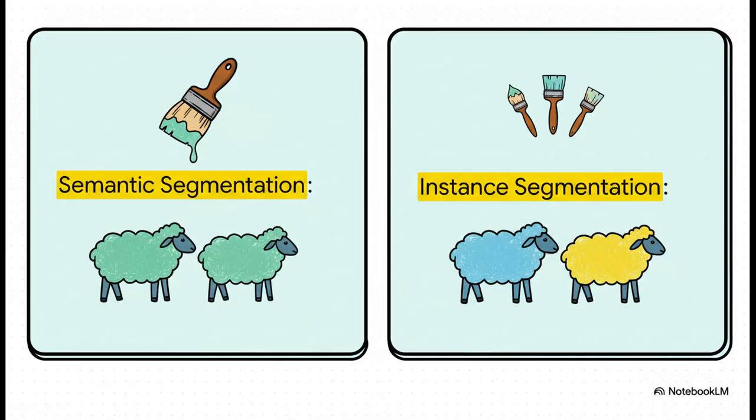Now, as it turns out, there are two main ways that computers can color in the world. First, you've got semantic segmentation. This one finds all the pixels of a certain class, say sheep, and colors them all the same. It just knows sheep are here. But then there's the more advanced version, instance segmentation. This doesn't just find all the sheep, it identifies each individual sheep.